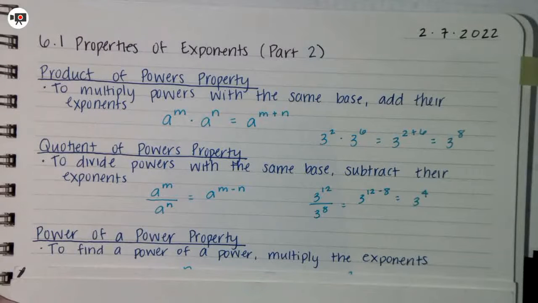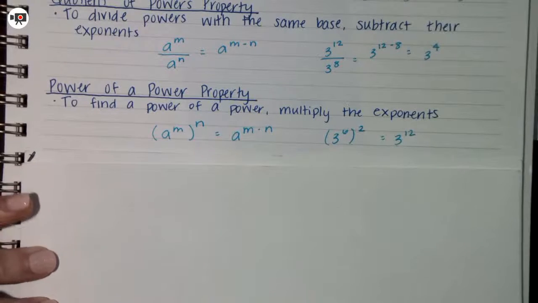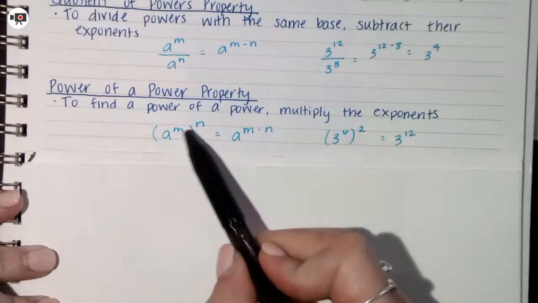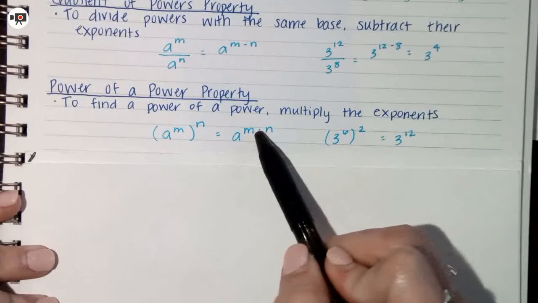The power of a power property. To find a power of a power, multiply the exponents. This would be a to the m, and all of that raised to the nth power. So a to the m times n.